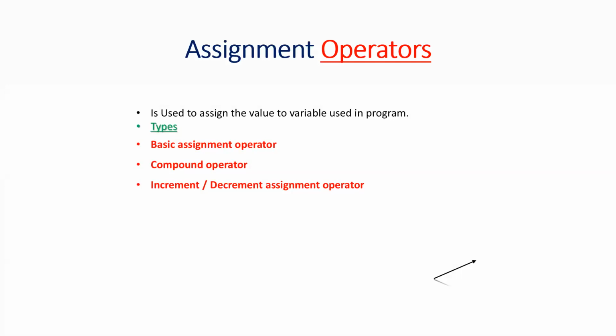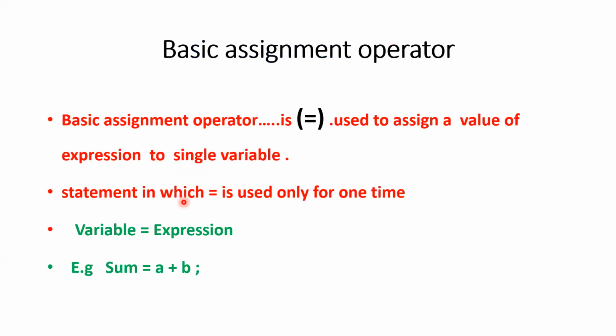This operator is used to assign the values to variables used in the programs. Okay? What is the function of it? This assigns the values to the variables. There are 3 types of it. The first one is basic assignment operators, then compound operators, and increment and decrement assignment operators. Clear? The first thing is basic assignment operators.